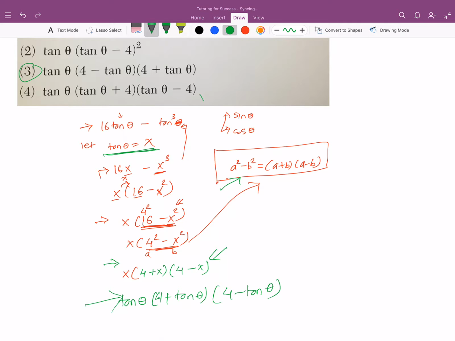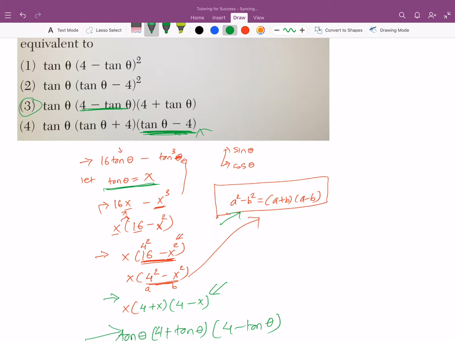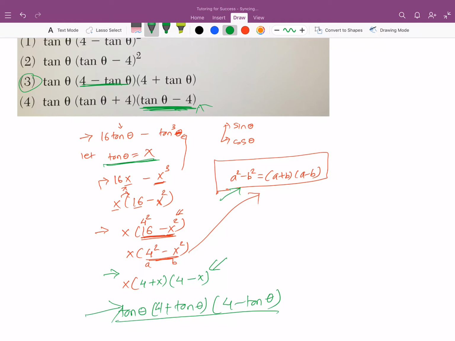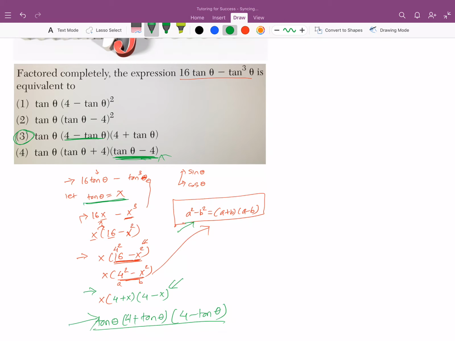It looks like choice 4 could also be your answer, but remember, it's 4 minus tan theta, not tan theta minus 4, so don't confuse yourself. That sign change is a big thing. Everything matters, including signs. This is a classic trap. They give you a similar problem with a reversed sign just to trick you, but you're not going to be tricked because you have your answer here. And this is how you solve a problem like this in trigonometry class.